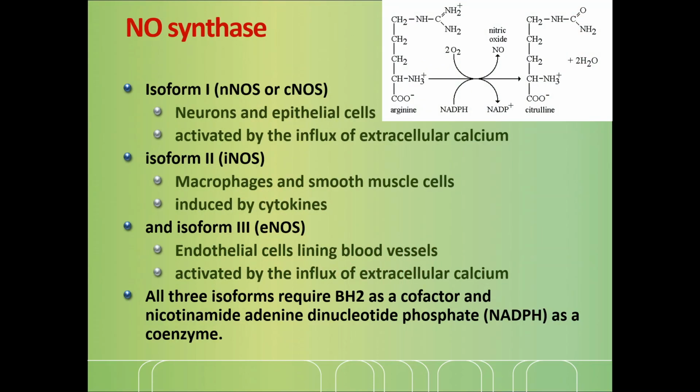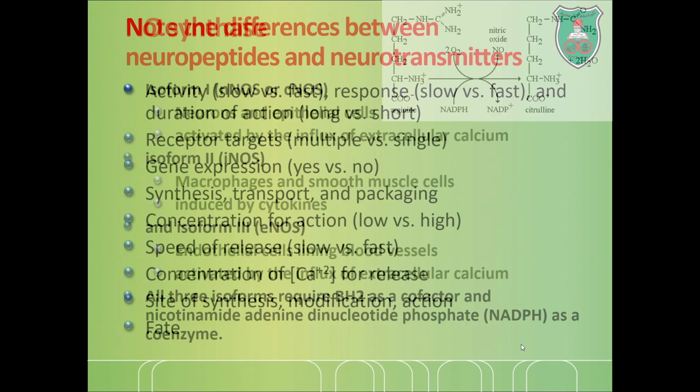There are 3 enzymes that are important for the synthesis of nitric oxide, and these are collectively known as nitric oxide synthase, and there are 3 isoforms, 1, 2, and 3. They are expressed in different tissues. Specifically, isoform 1 is important for synthesis of nitric oxide in neurons. Now, all 3 forms require dihydrobiopterin as a cofactor, as well as NADPH as a coenzyme.